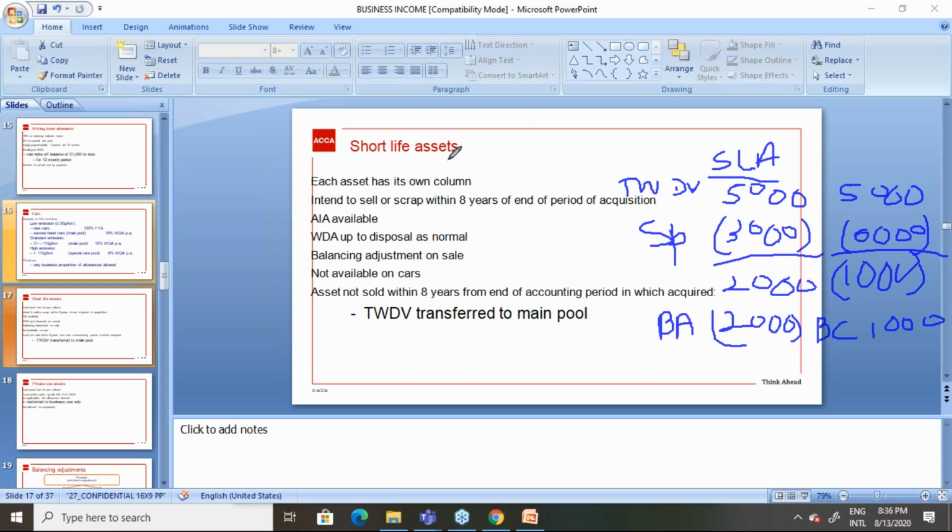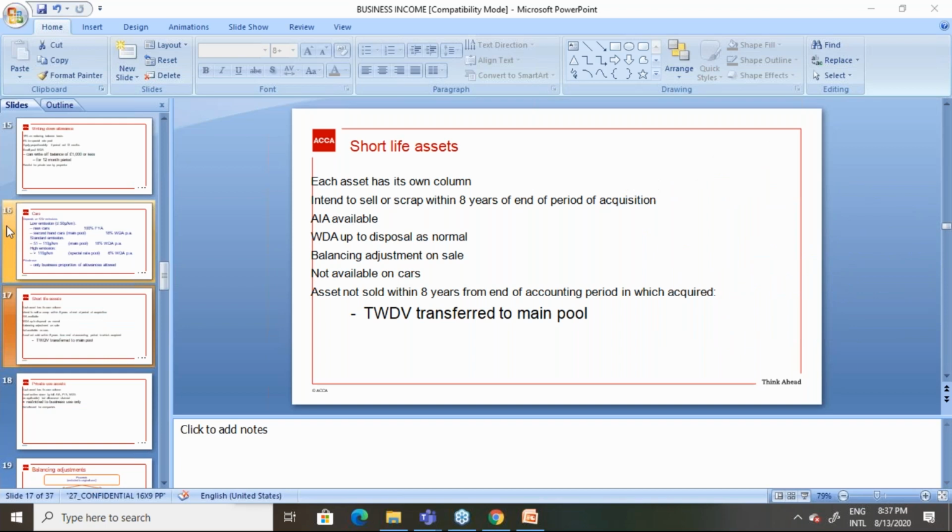If you intend to sell the asset within a period of 8 years, you don't record it in the main pool and you maintain a separate column for that. We call it depooling. However, if you do not sell the asset within a period of 8 years, you have to return that asset into the main pool. You call it repooling. So those are concepts that we have with regard to short life assets. Okay.